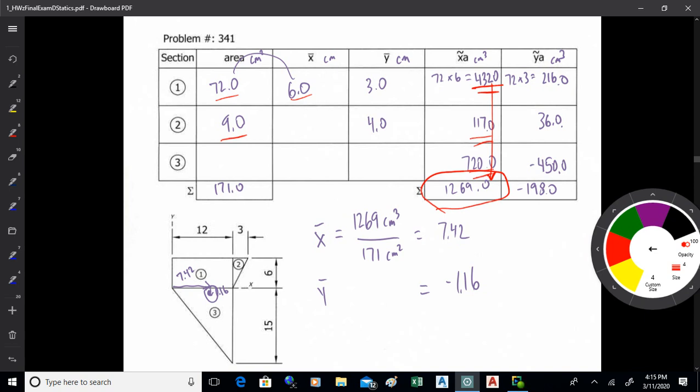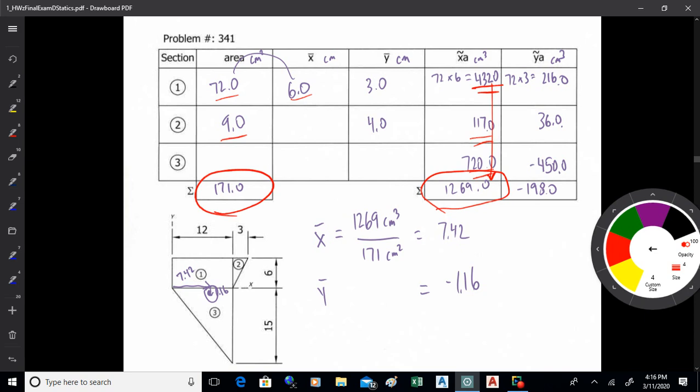That is the sum of x bar A. I'll divide that by the total area, which is 171. And that will get me 7.42 for x bar.